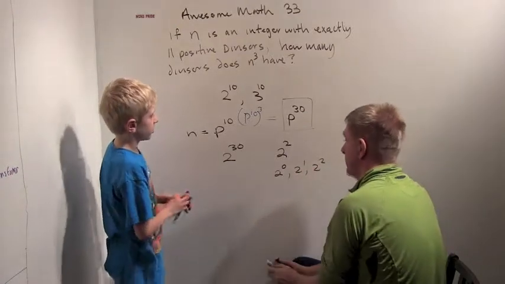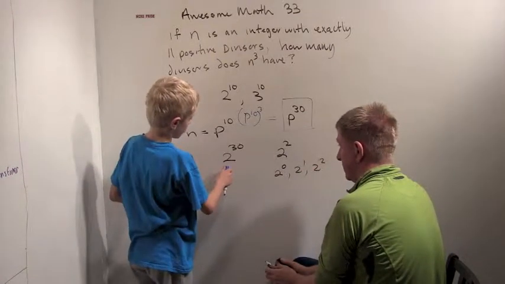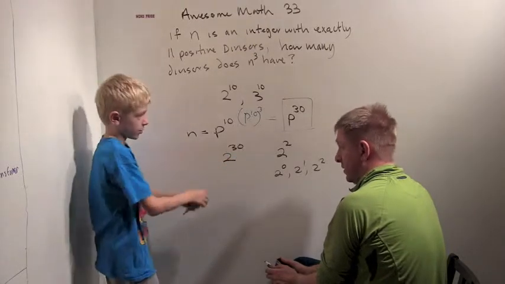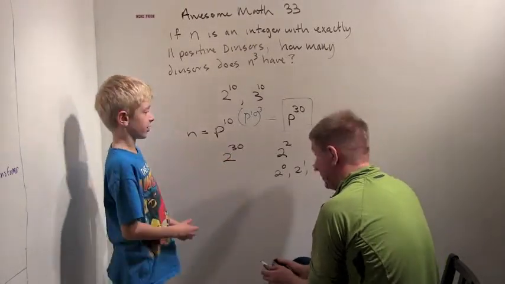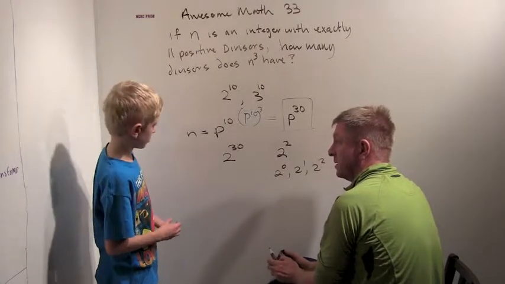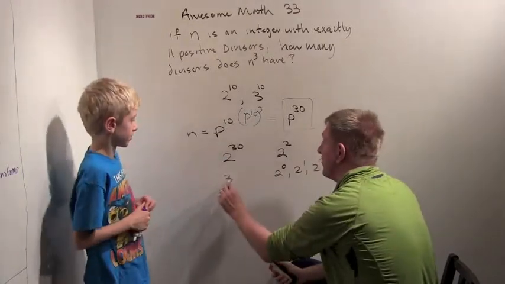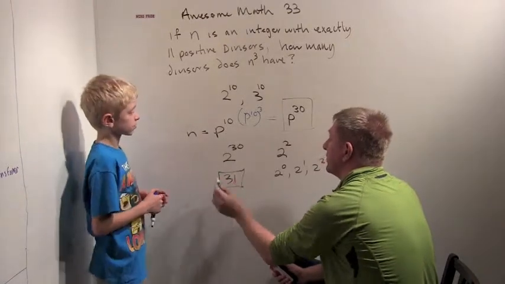Now, as my divisors, you can pick 2 to the 0, 2 to the 1, 2 to the 2nd, 2 to the 3rd, all the way up to 2 to the 30th. That's right. So there's 31 choices. Whoa. So there's 31 choices for the number of divisors.